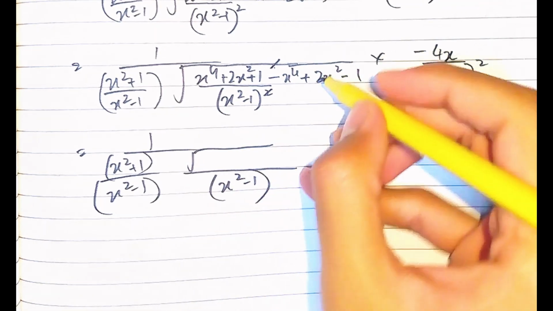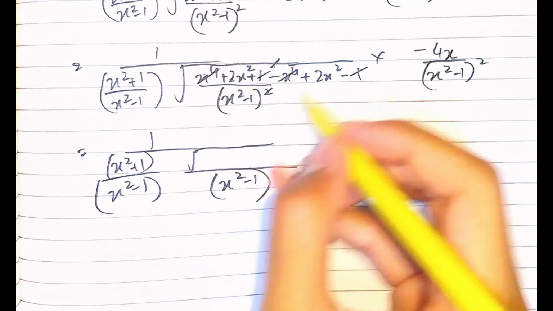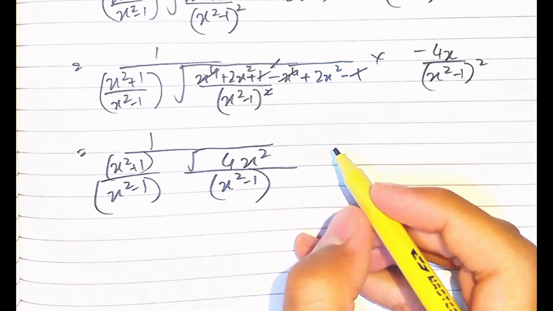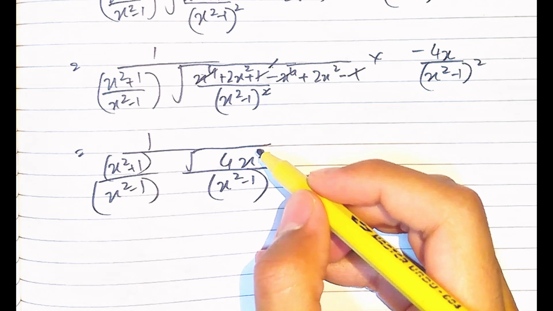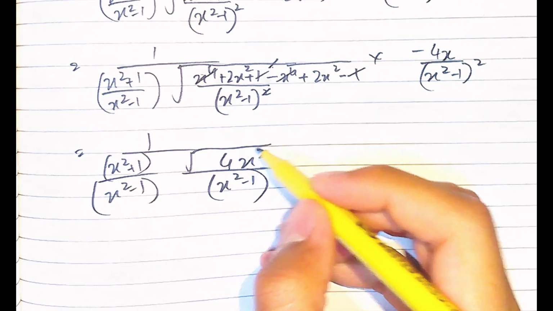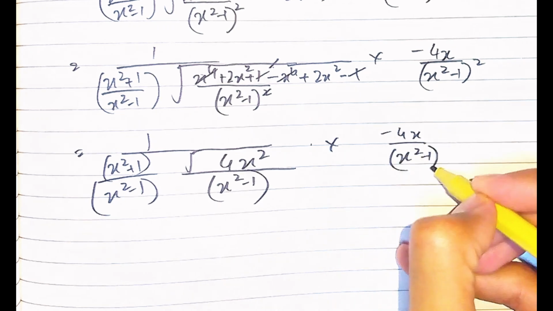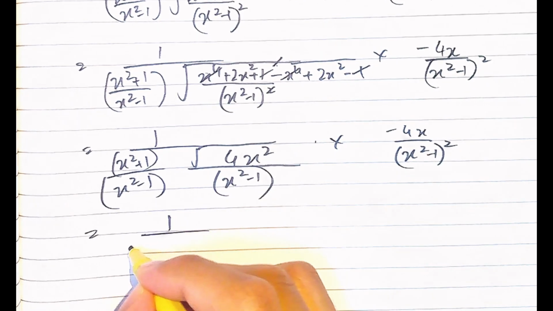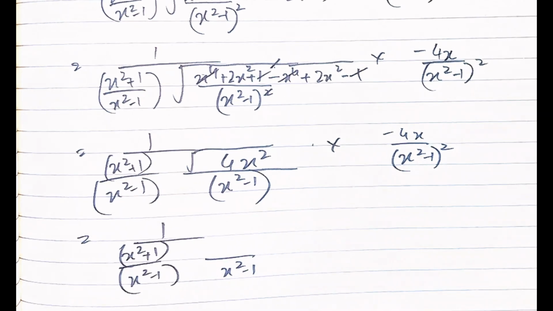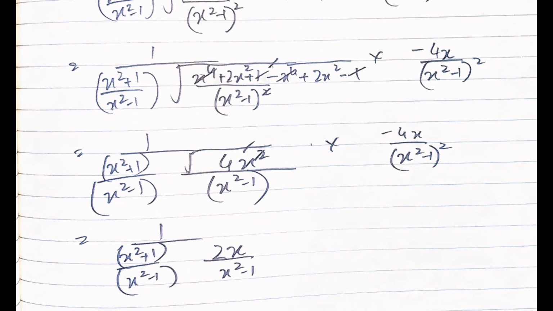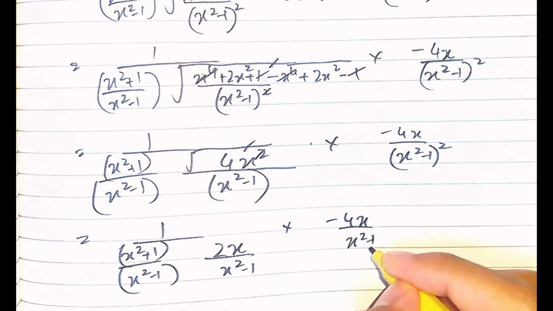Now we are left with, okay, over here we can cancel the x4s and we can cancel the 1s. So we are left with 2 plus 2 gives us 4x squared. Okay, so it's very clear that these terms will also be cancelled by the square root, because we know that the square root of 4 is actually 2, so it will come out as 2x. Okay, and over here we have negative 4x divided by x square minus 1 whole square. Okay, so 1 divided by x square plus 1 over x square minus 1. Over here we have x square minus 1. Now the square root of 4 is 2 and the square root of x square is x, multiplied by negative 4x divided by x square minus 1 whole square.